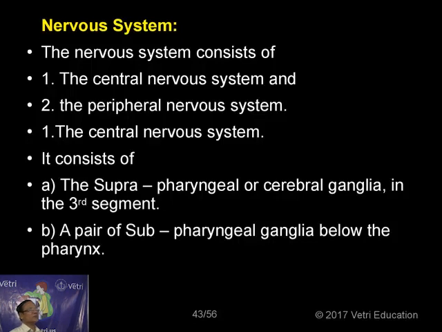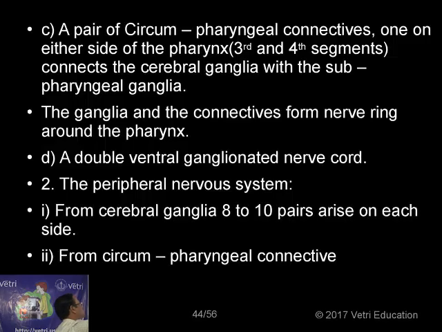Cerebral ganglia, otherwise called pharyngeal ganglia, lying above the pharynx, hence called suprapharyngeal ganglia, in the third segment. And then a pair of subpharyngeal ganglia present below the pharynx. The two being connected by means of circumpharyngeal connective. One, suprapharyngeal ganglia above the pharynx, and two, a pair of subpharyngeal ganglia below the pharynx. The two being connected by means of a ring, the circumpharyngeal connective.